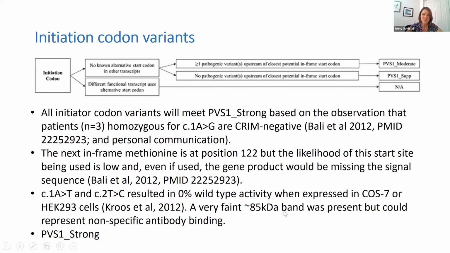There is a very faint band that's found on these Western blots, but based on Dr. Bali's work, this is thought to be simply non-specific antibody binding. So for any of these initiator codon variants, we've been applying PVS1 at the strong level, and then of course looking at the other evidence as well. So that was our thinking there.